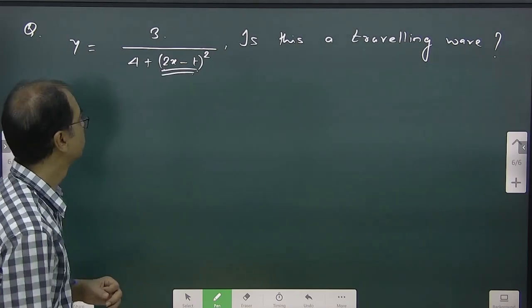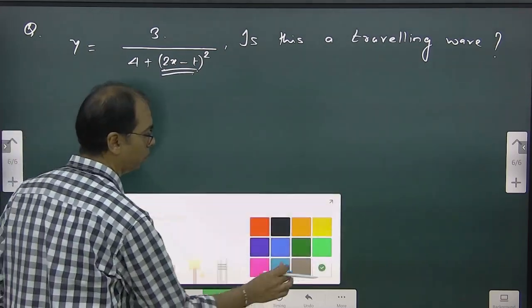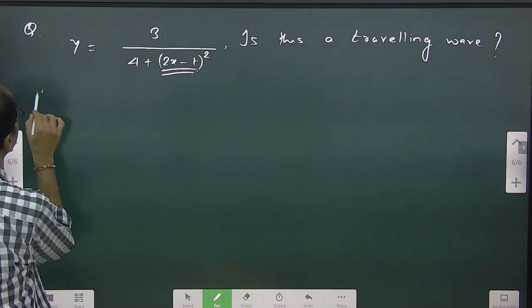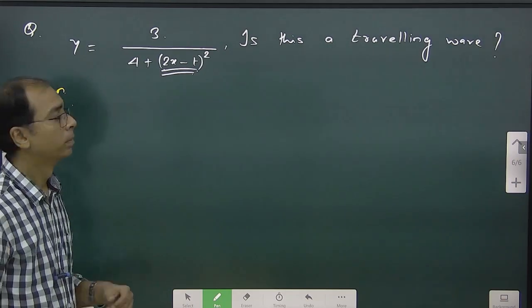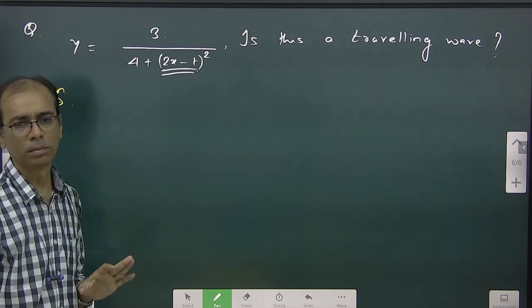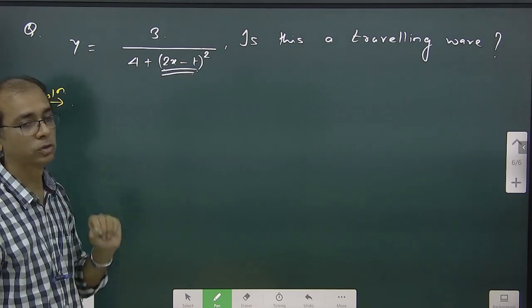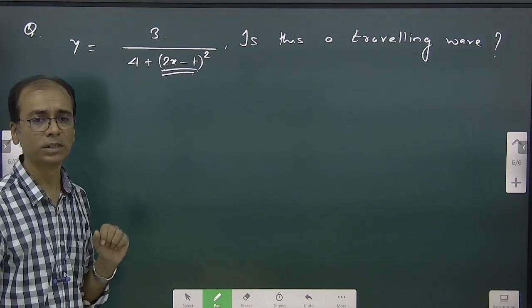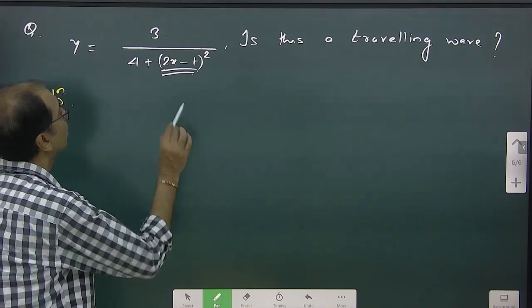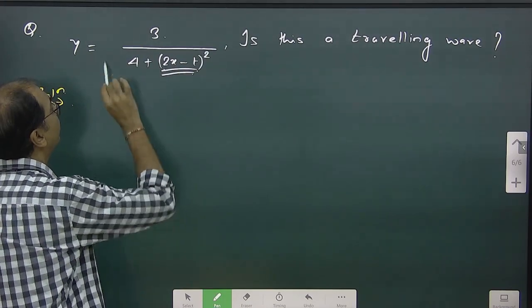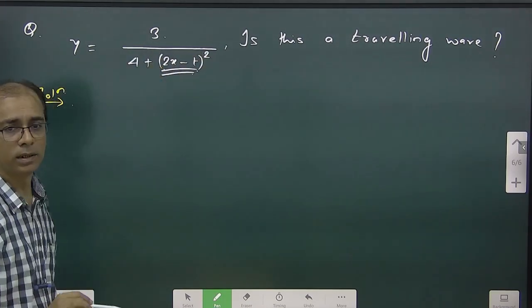If I ask you what is its velocity, can we find? Yes, we can find. How? Let's see. First thing, this has the form ax minus bt. So it is traveling, but is it a wave? That also we should find. The condition says that this y should be well defined for every value of x and t.